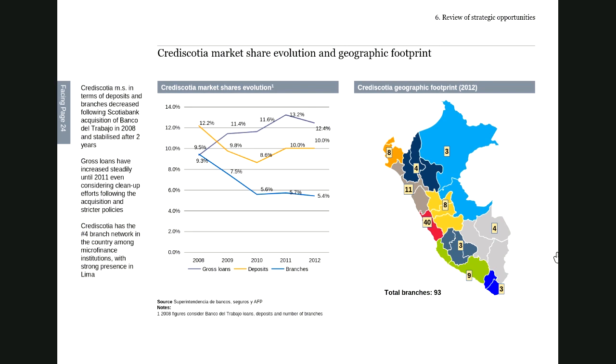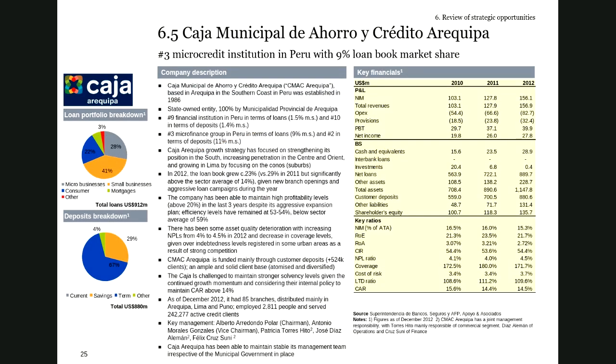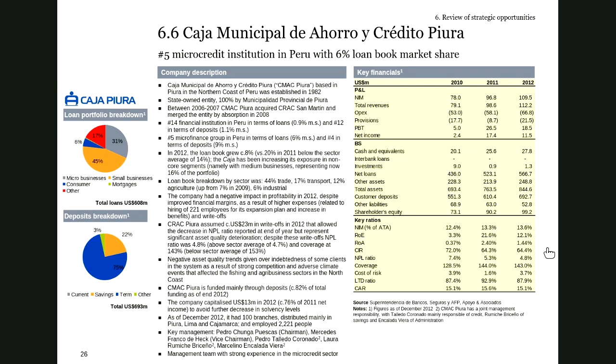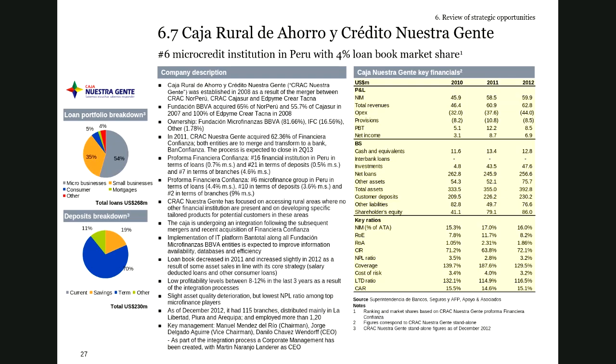The same analysis was prepared for Credit Scotia at that time, which was another institution that we saw was potentially up for sale at that moment. Also for Caja Arequipa, even though it is a savings bank; at that time there were some changes in the requirements for savings banks. Also for Piura, the same analysis, and for Nuestra Gente, that was then bought by BBVA.